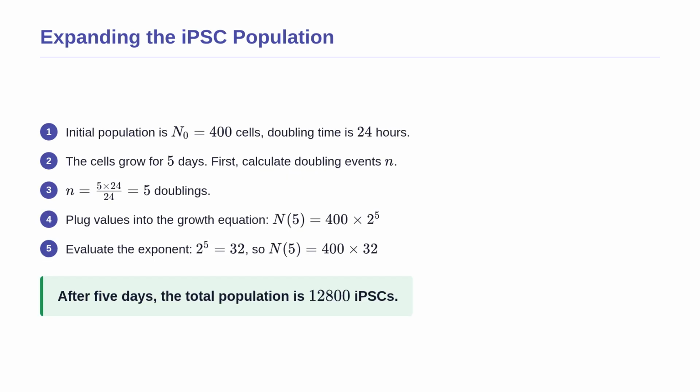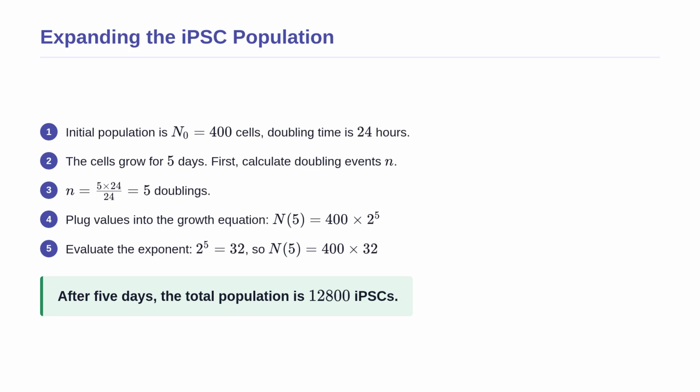Let us see this exponential growth in action. Our scientist isolates a single iPSC colony containing exactly 400 cells. These cells have a doubling time of 24 hours. She lets them grow continuously for exactly 5 days. First, we must figure out how many times the cells will double. We multiply the 5 days by 24 hours to get the total hours and divide by the 24-hour doubling time. This gives us exactly 5 doubling events, so n equals 5.